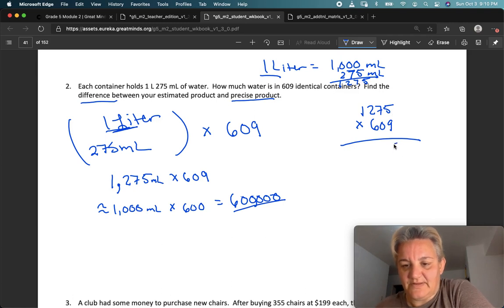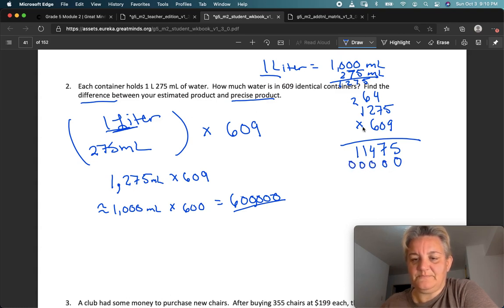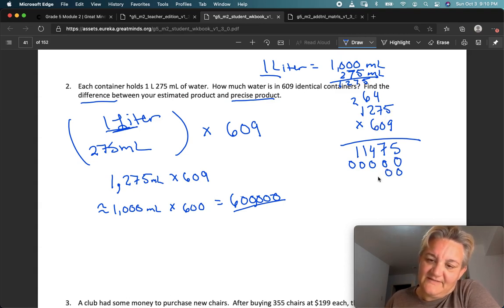9 times 5 is 45, carry the 4. 9 times 7 is 63, plus 4 is 67, carry the 6. 9 times 2 is 18, plus 6 is 24, carry the 2. 9 times 1 is 9, plus 2 is 11. Okay. Now the tens place, which is a 0, so that's easy. 0, 0, 0, 0. And the hundreds place, which is 2 zeros to start, and then 6 times 5 is 30, so I'm going to put another 0 for my 30. These are done, and I'm going to put a 3 here.